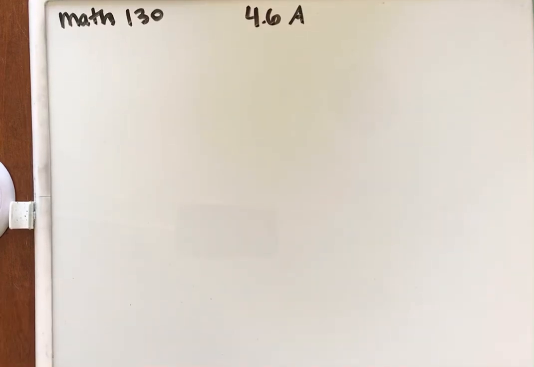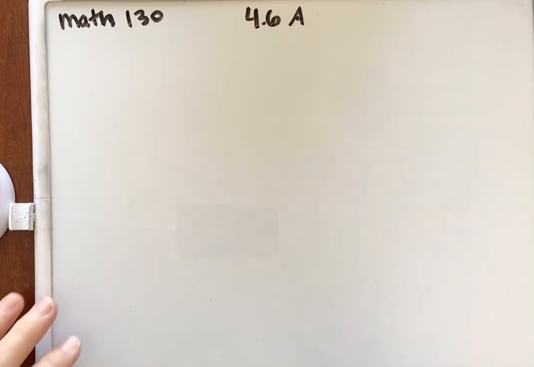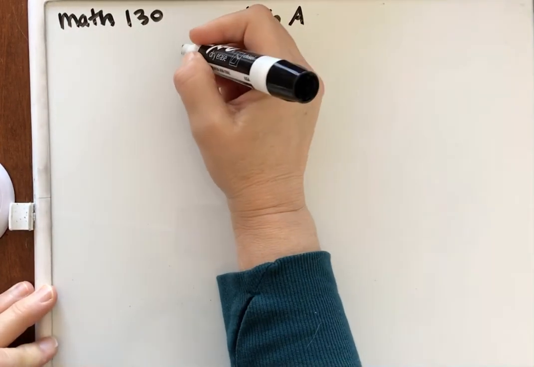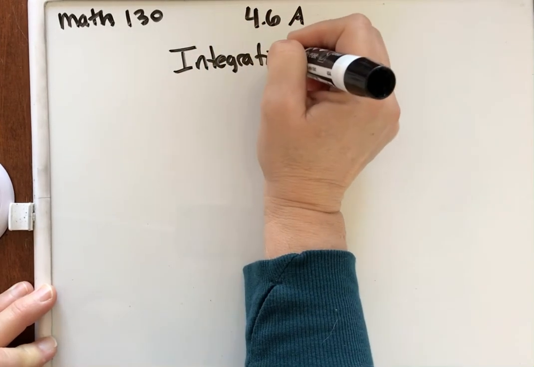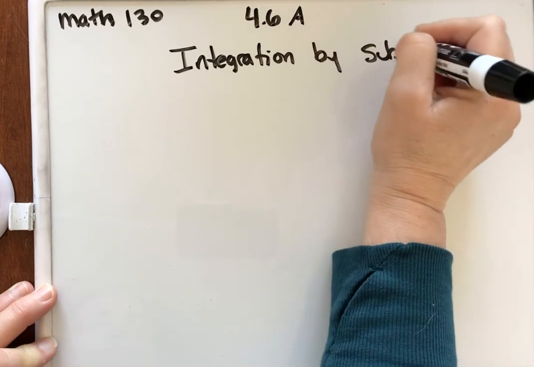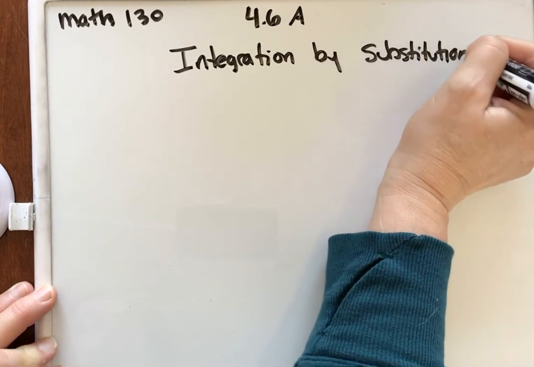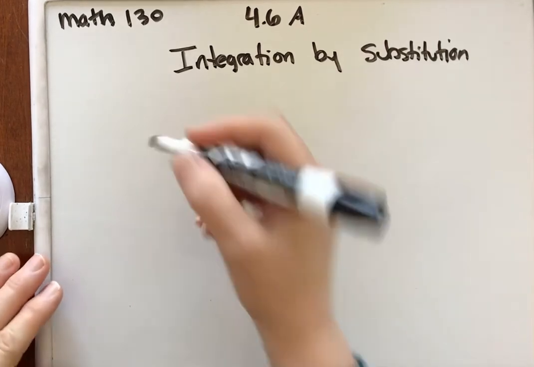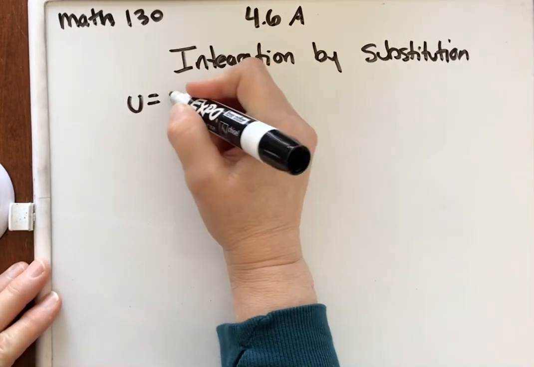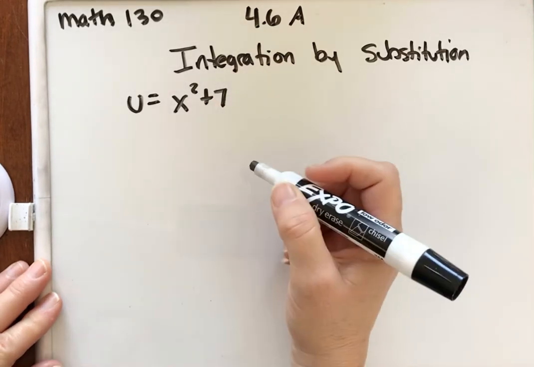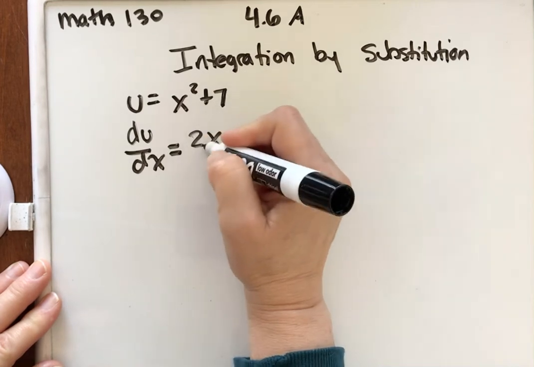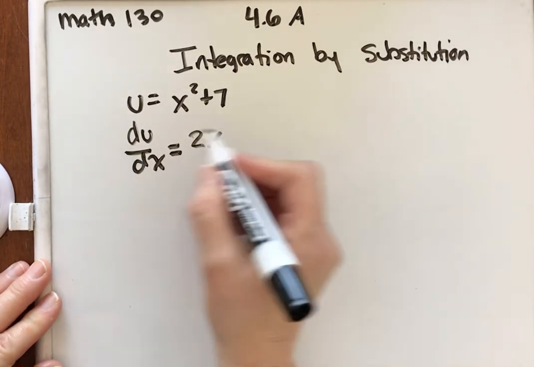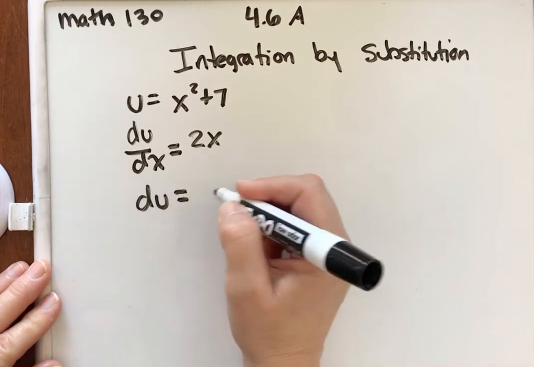This is 4.6a. We're going to go back a little bit and head towards what we're going to learn that's new today. So, when we do integration by substitution, let's say that we say u equals x squared plus 7. Then what we have done is we said, well, let's take the derivative, du dx, and that equals 2x. Next, what we did is we multiplied both sides by dx, and we got du equals 2x dx.